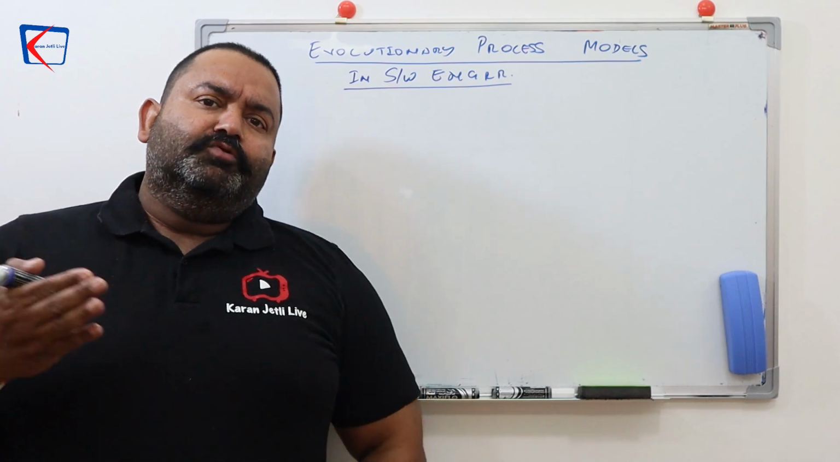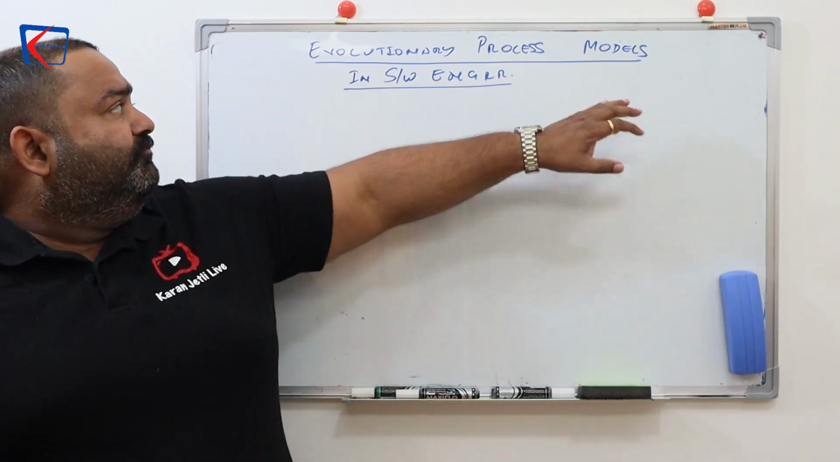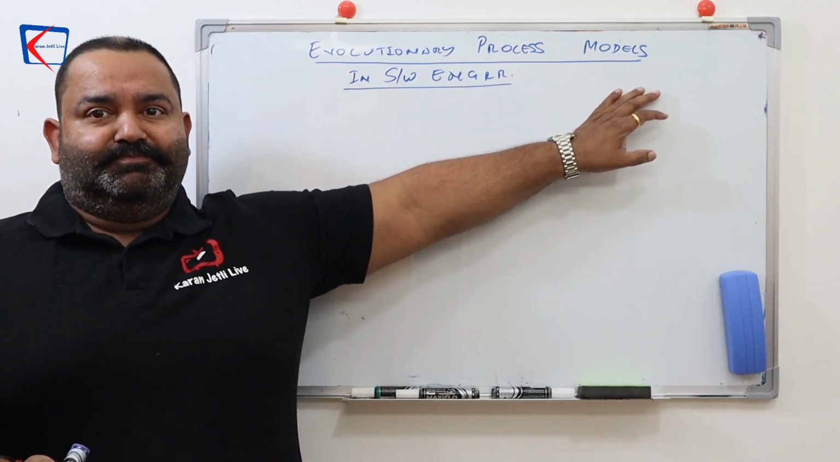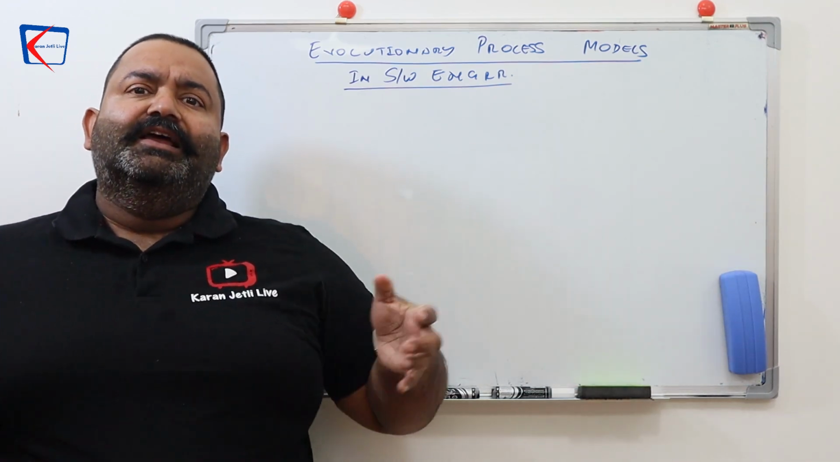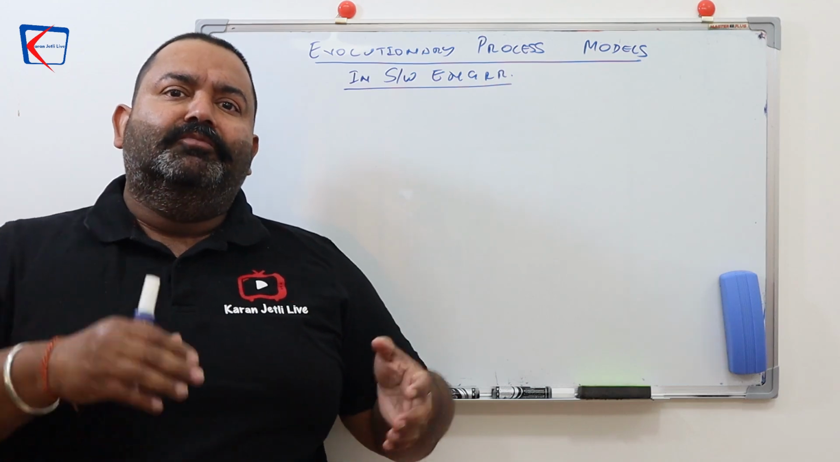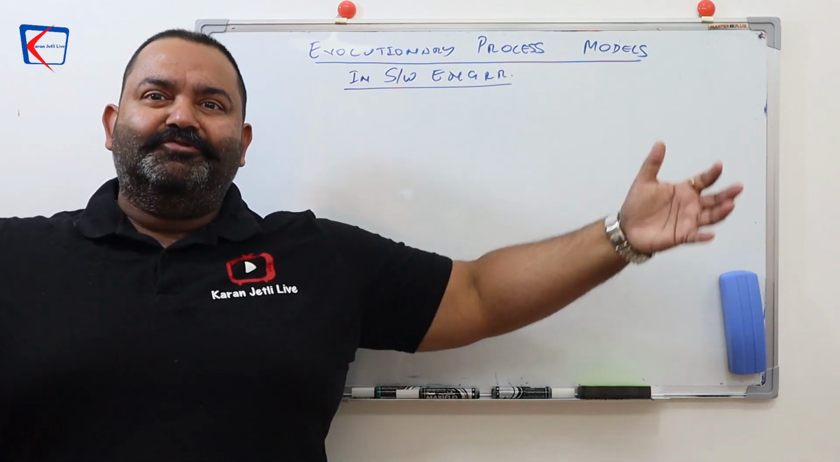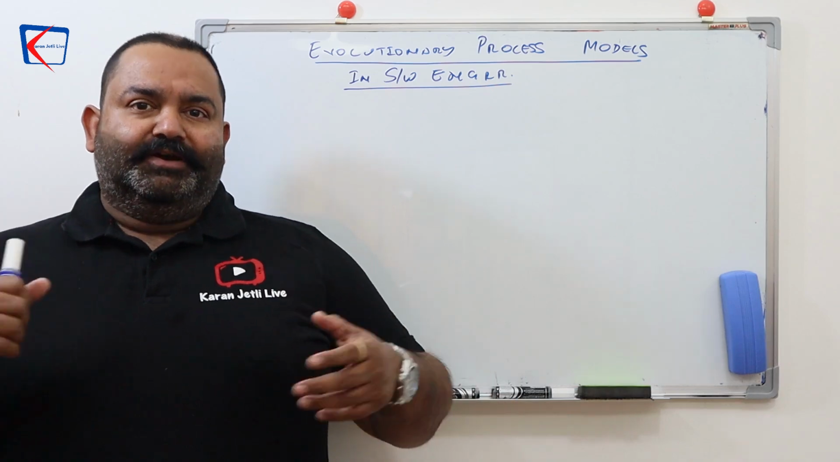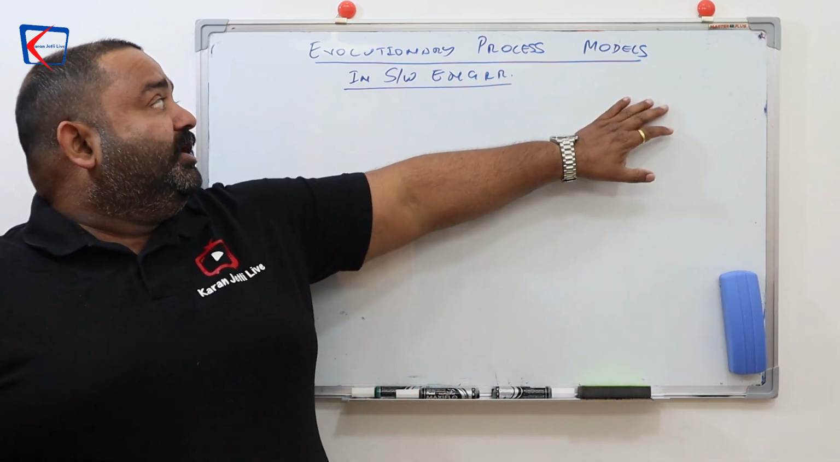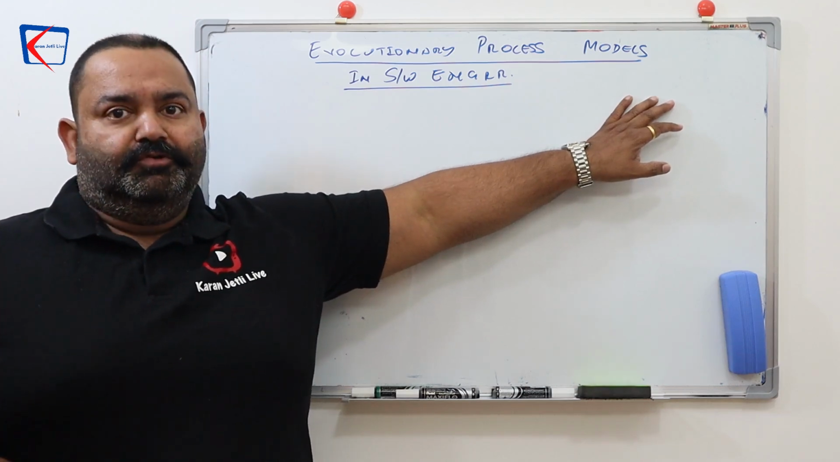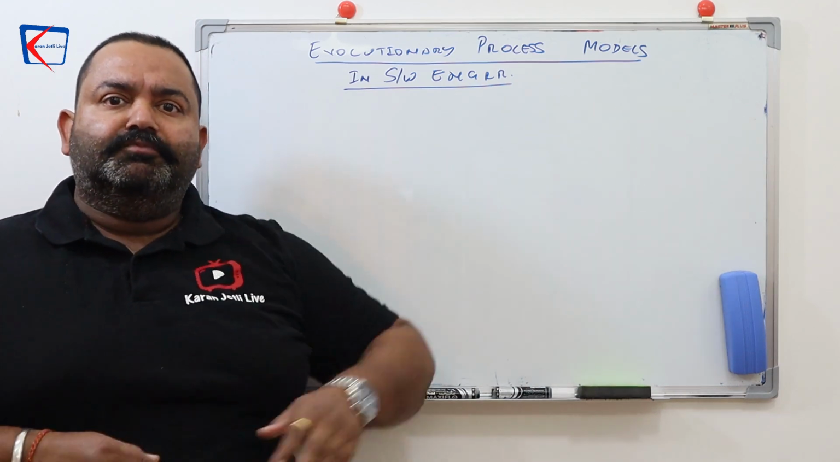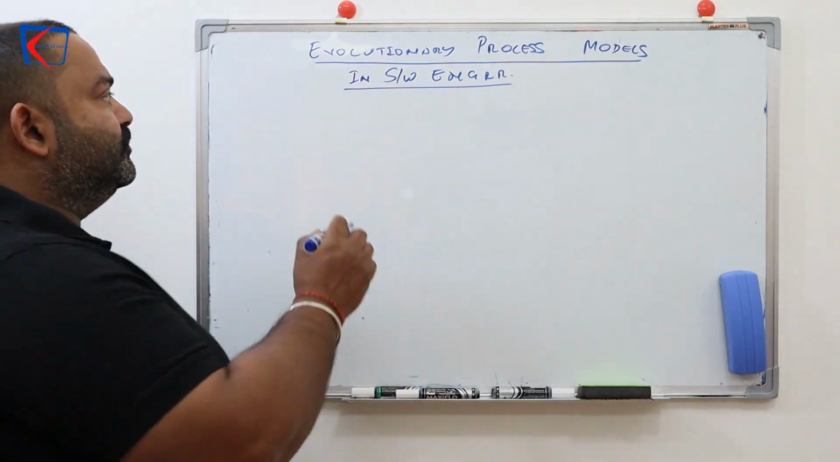So the approach they are following is the evolutionary process approach. First they release the product with basic functionality, later we keep on adding more to it until in the end you get the final product. Okay, so as I told you, evolutionary process models follow an iterative approach, and in evolutionary process models we also have three approaches.